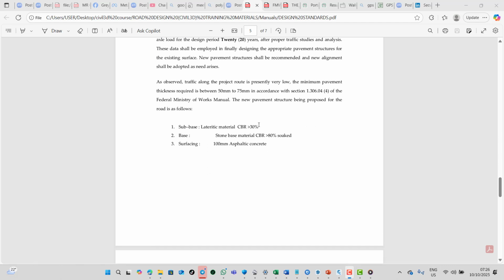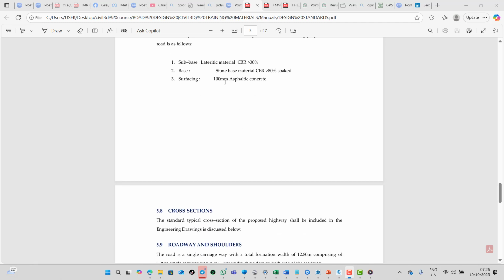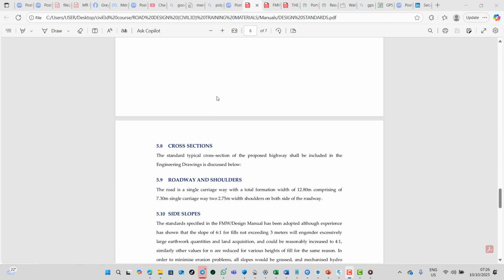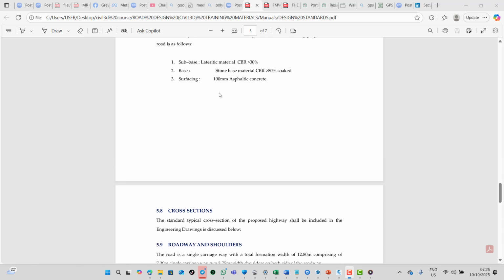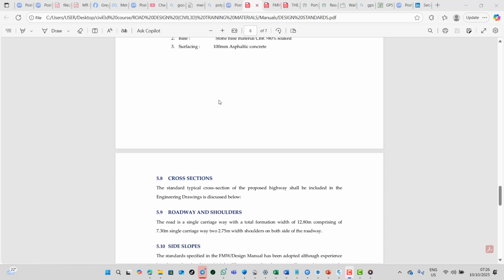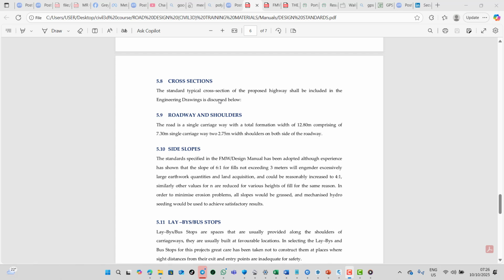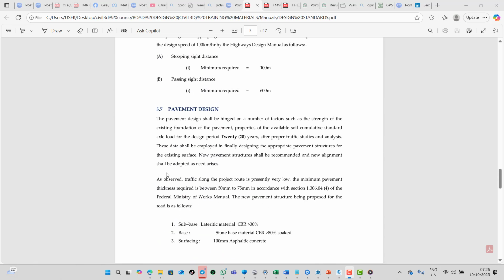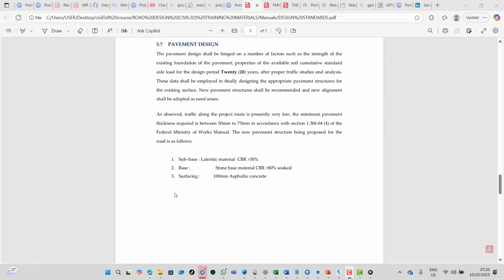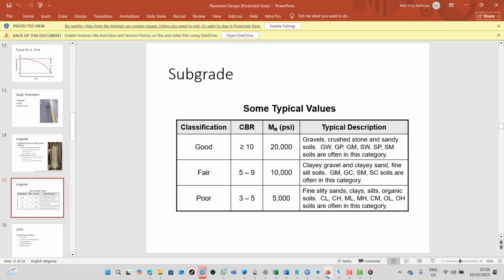So here you can see, this is another very key, important piece of information that I would like you to take note of. And then there is so much other information I'm going to be releasing even as we progress, in order for you to have a clearer insight of how to come about your design with Civil 3D. So the sub-base lateral material CBR should be greater than 30%. This is very key, important information.